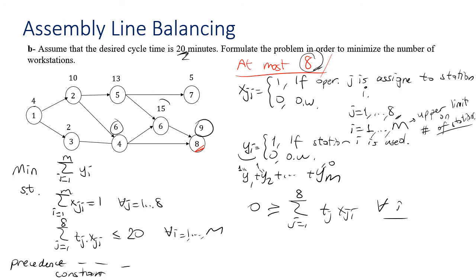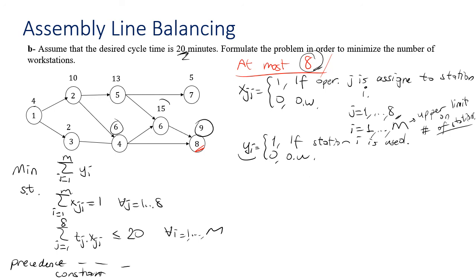Okay, but this is not all. We have something missing because we haven't used this yi anywhere in these constraints. It means that if we don't write it anywhere, the objective function value will be 0. None of the workstations will be used. For this reason, we need a constraint stating that if a task is assigned to a station, it means that that station is being used, or this yi should be equal to 0 if no tasks or operations are assigned to this station.